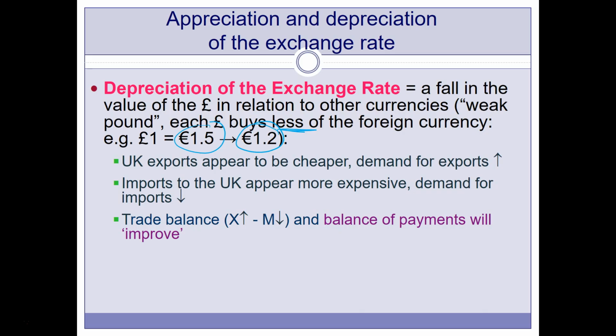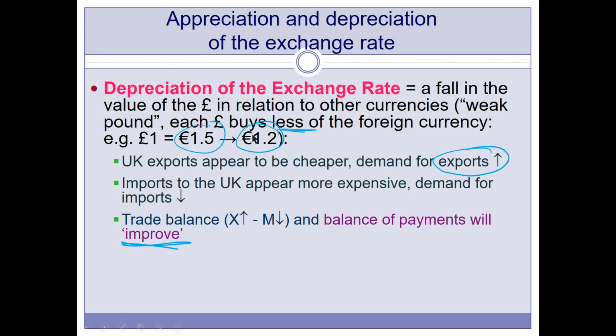This will have an opposite effect on the balance of payments, and a weaker pound will help to improve the balance of payments. Why is that? Because a weak pound will make our exports appear cheaper to foreigners, which will lead to higher demand for exports.